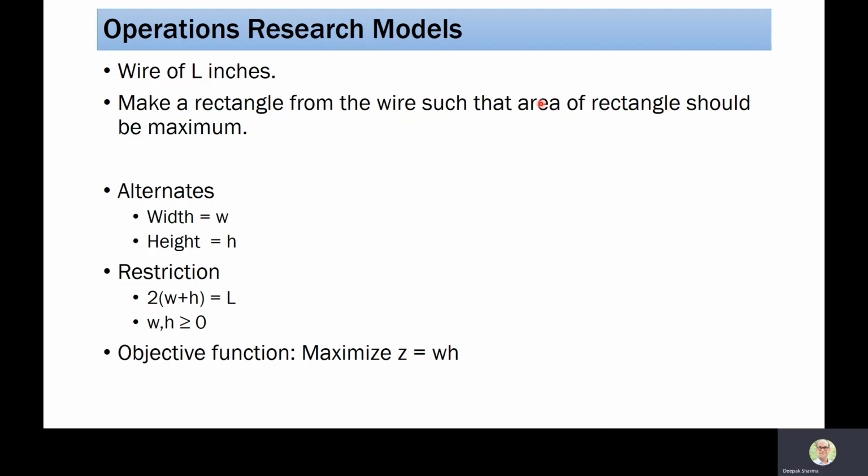Now what could be the objective function? As the problem statement says, the rectangular area should be maximum. So we are maximizing Z, which is equal to W into H, which is nothing but the area of the rectangle. And we know the optimum solution for the given problem is when W is equal to H, and that will become the solution for this particular problem.